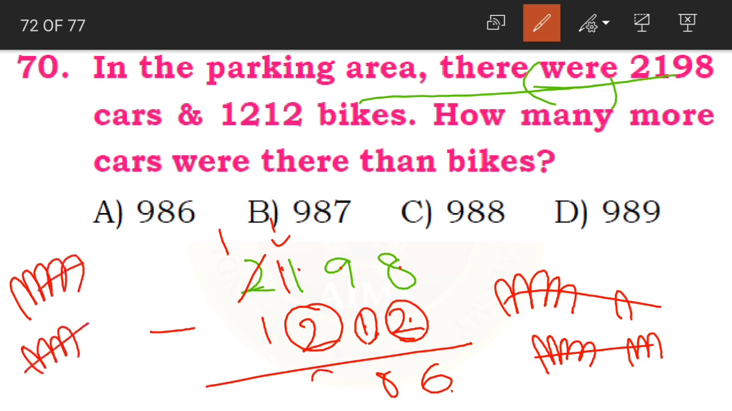What is the total here? 9. So 11 minus 2 is 9. And lastly 1 minus 1 is 0. So what is the correct answer, children? 986. That is option number A.